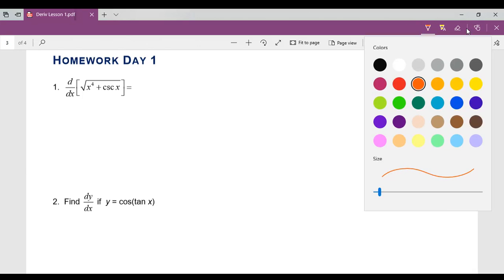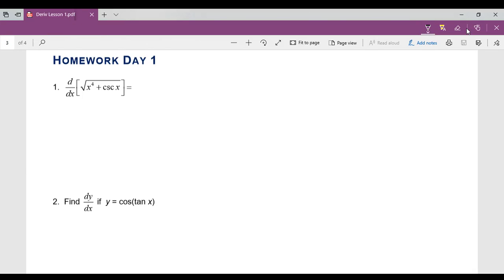Welcome back. All right, so we're going to do your homework for day one of the chain rule. So let's take a look here. This is saying to take the derivative of this expression, radical x to the fourth plus cosecant x. So how do we want to view this?